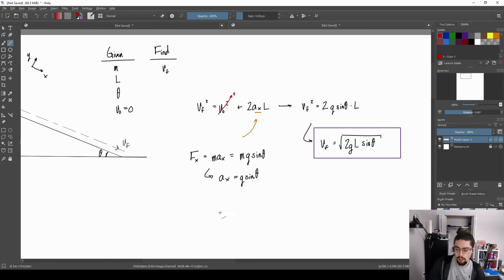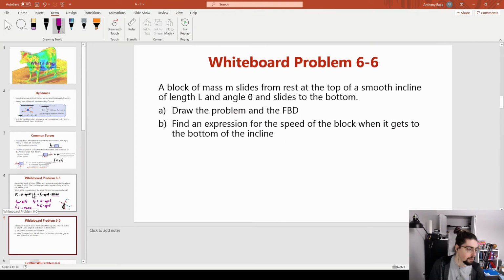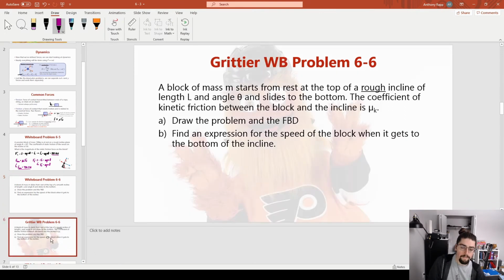If we take a look at our next problem here, the grittier whiteboard problem 6-6. Let's imagine it's a very similar scenario. Still a block of mass m, starting from rest at the top of a slope of length L and angle theta, but this time it's a rough incline. And that rough incline is very important. The rough incline implies to us that there is some sort of friction acting on this thing now, and that friction, or specifically the friction coefficient, is another given variable, mu sub k.